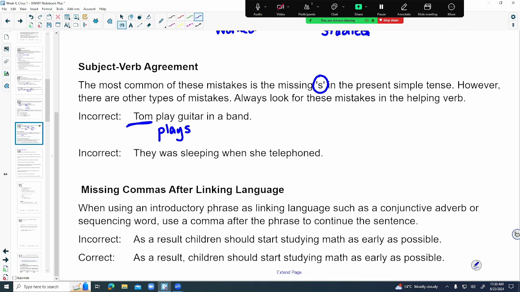Incorrect: they was sleeping when she telephoned. We need the past tense form. They were sleeping when she telephoned. Okay, so make sure that your subject agrees with the verb, or sorry, your verb agrees with the subject. The form of the verb to be for past tense plural is were, not was. Was is singular.